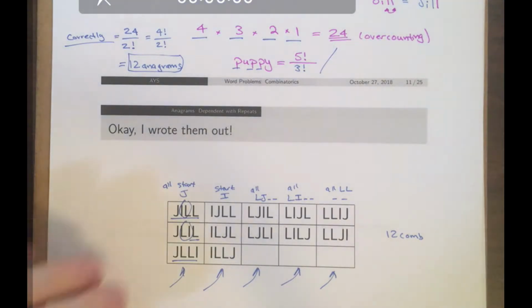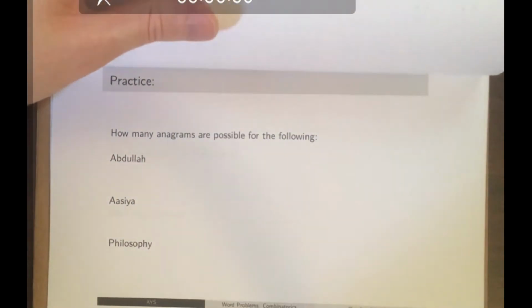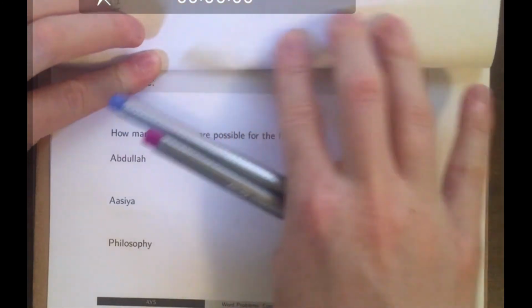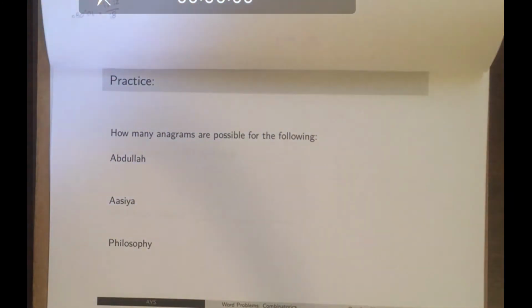Very important to understand. So we'll go ahead and do some examples. So you have 3 names here, or 2 names and a noun. Abdullah, Asya, and philosophy. Go ahead and take a second. And when you're ready, unpause the video.